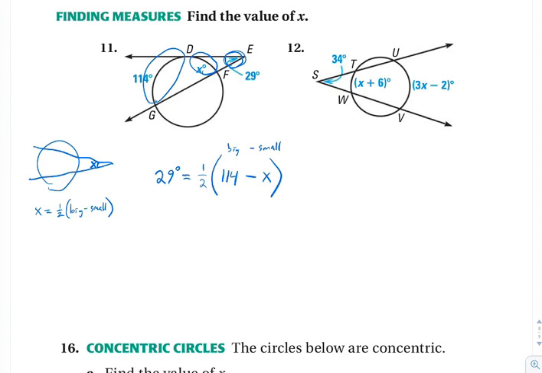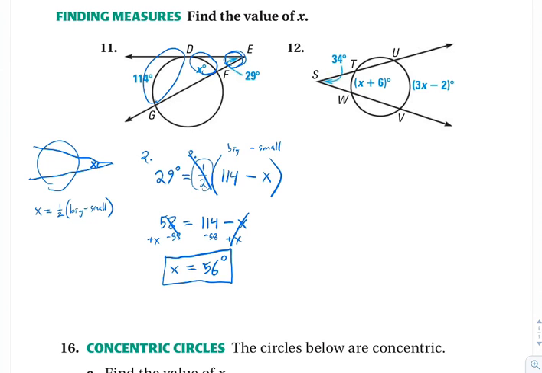So you could distribute in this 1/2, but instead let's just get rid of all the fractions here by multiplying both sides by 2. So we have 58 degrees equals, these cancel, and now 1 times parentheses, we don't need the parentheses anymore. It's 114 minus x. Adding x to both sides and subtracting 58 from both sides, we get that x equals 42 and 56, I believe. Yeah, there we go. X is 56 degrees.